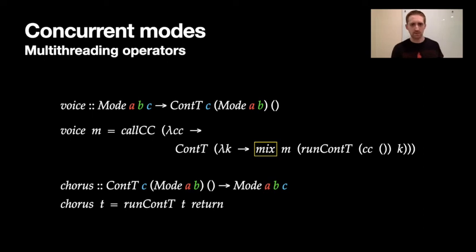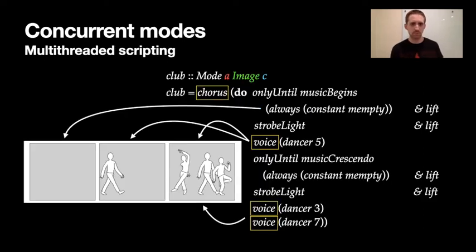And in a script, this looks like something like this, where we might have a club where many people are dancing at once, and they enter the dance floor one by one, or maybe one at a time, and then two enter at the same time. And we can script these entrances with the main thread, but allow them to continue by using voice on them to start new threads for them.